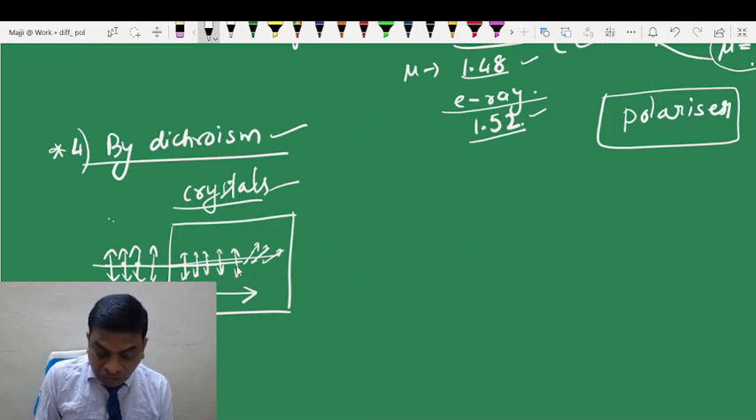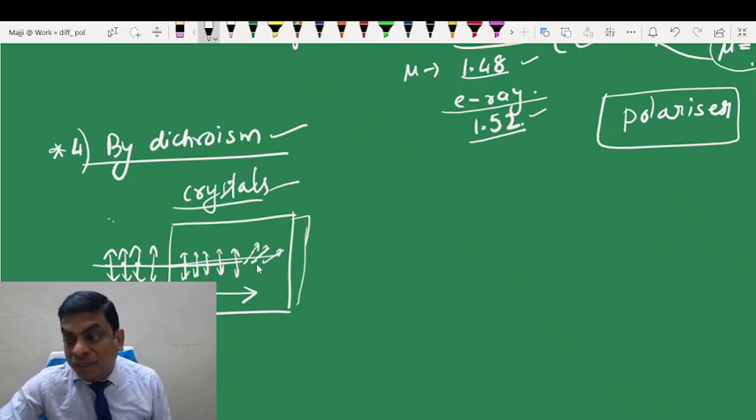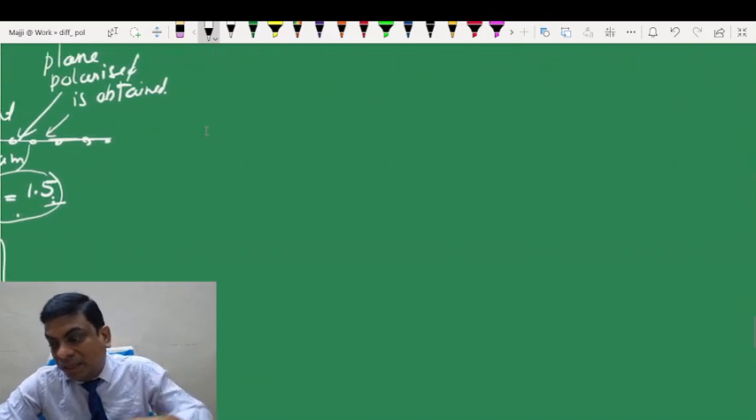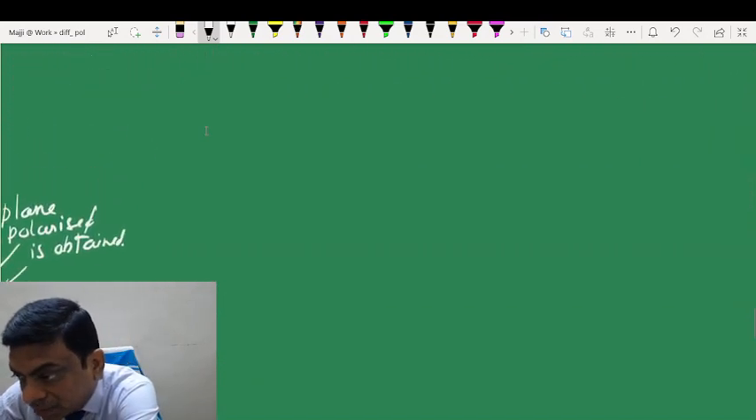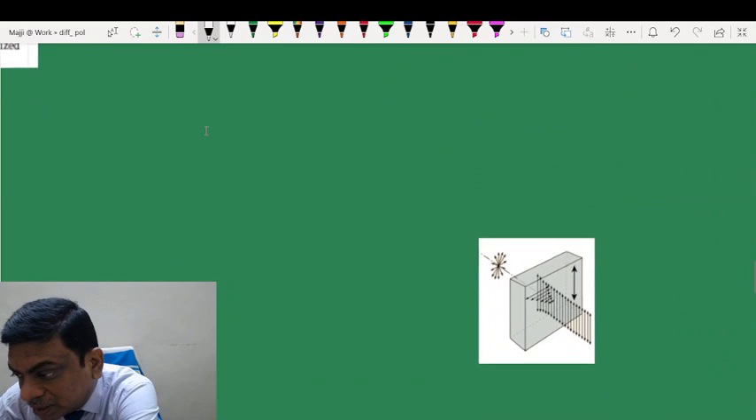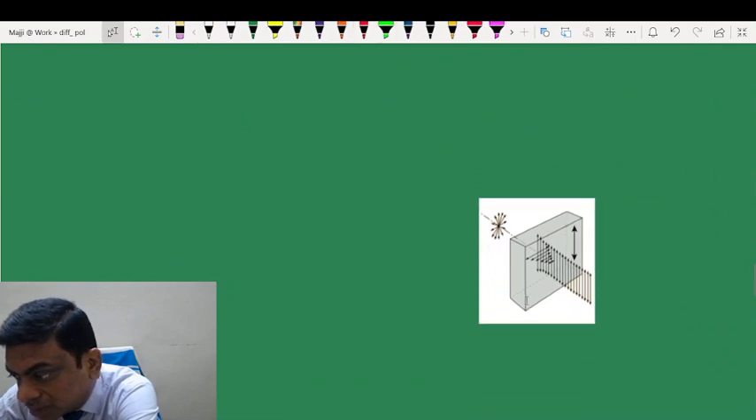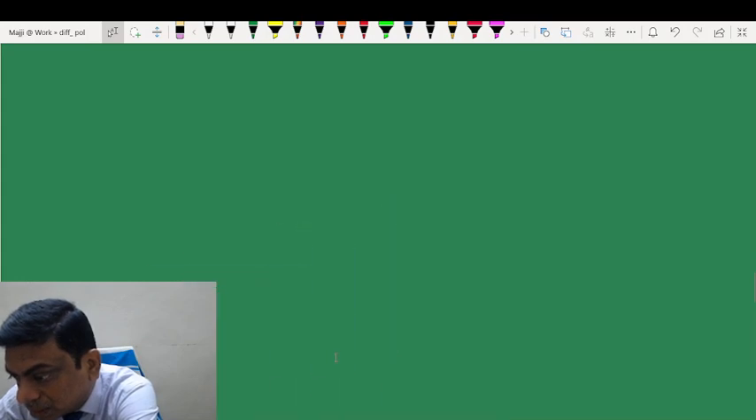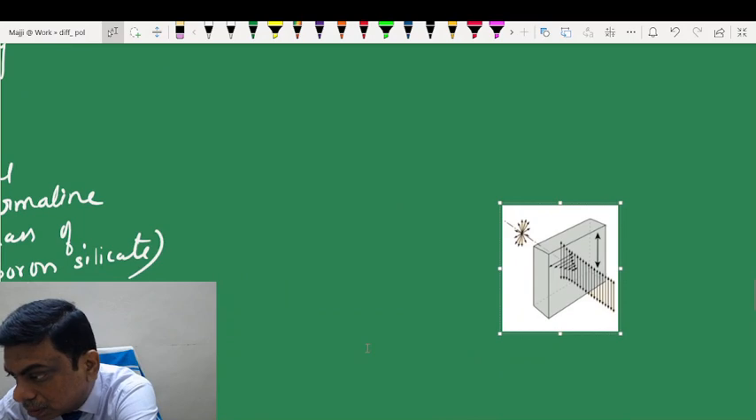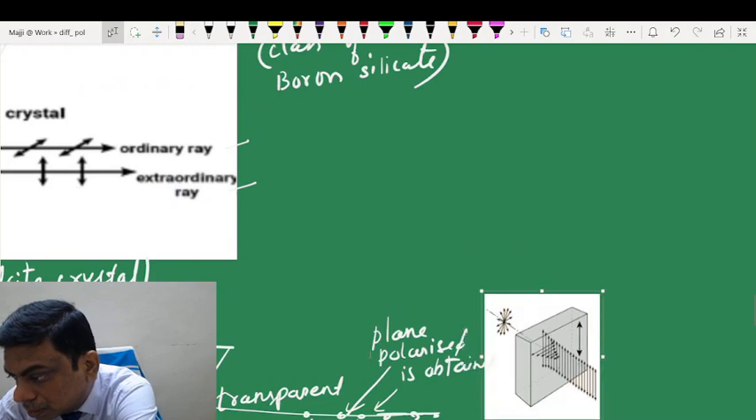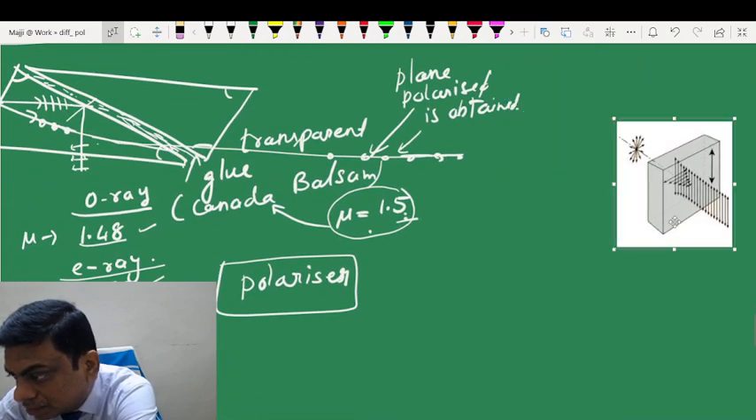So that means if you allow it to proceed, one of the lights might get absorbed completely, so that we are left with only one type of plane polarized light. So this is the diagram, students. I have the diagram also. I'll bring it and I'll show it here. I'll put it here. So this is the diagram.